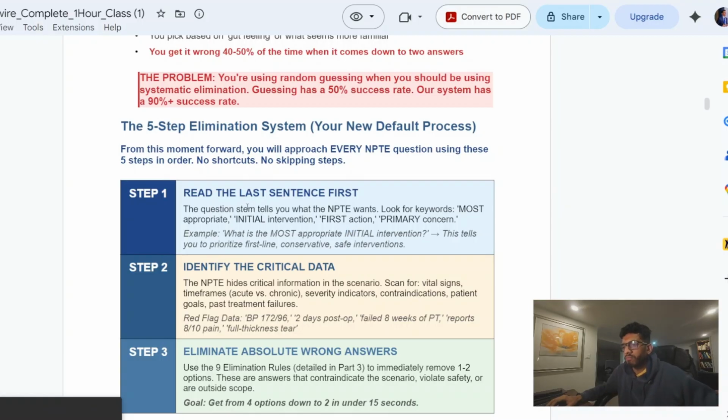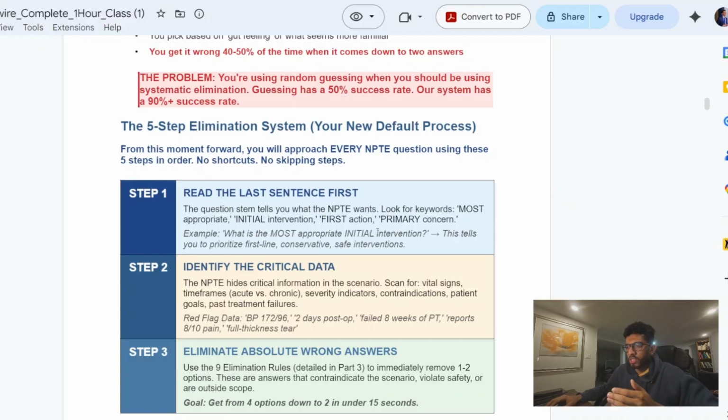So first, you need to read the question, and you need to read the last sentence first. The question stem tells you what the NPT wants. Look for keywords like "most appropriate." It will end up with "what is the most appropriate intervention," or "initial intervention," or "what will be the first action," or "the primary concern." So you need to focus on the last part of the question first.